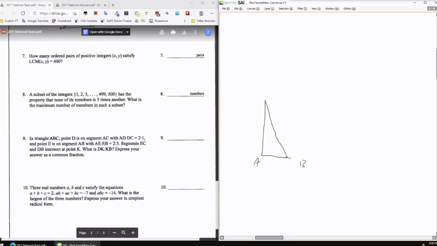So we have A, B, C. We can have this as the 5 side, this is the 12 side. So we have D, E, and this will be 8, 4, 2, 3. We can connect these. And yeah, this is K.